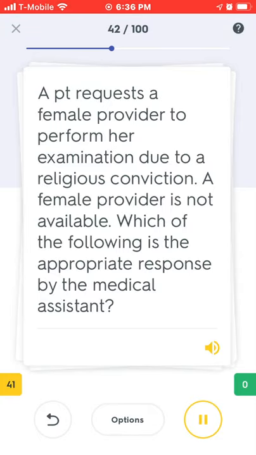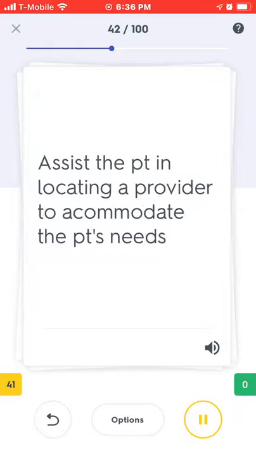Upon request, the patient asks the female provider to perform her examination due to a religious conviction, but a female provider is not available. Which of the following is the appropriate response by the medical assistant? Assist the PT in locating a provider to accommodate the PT's needs.